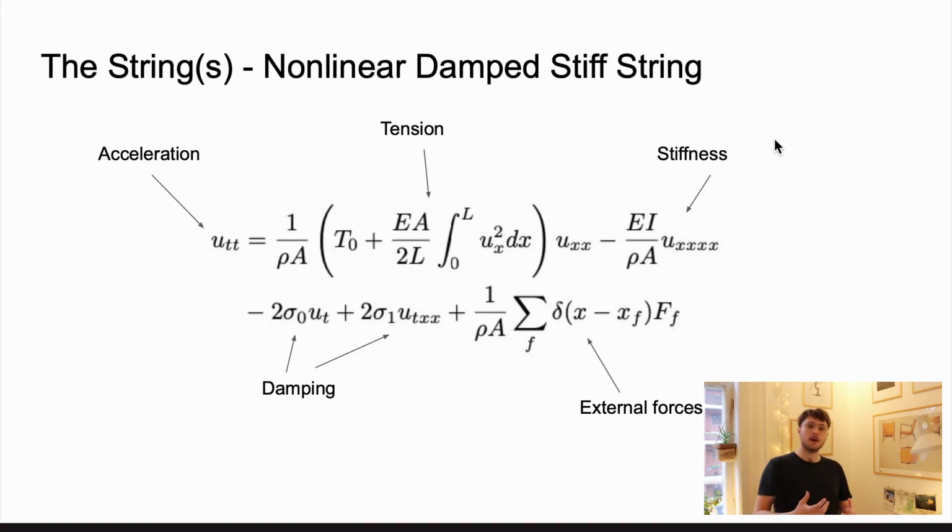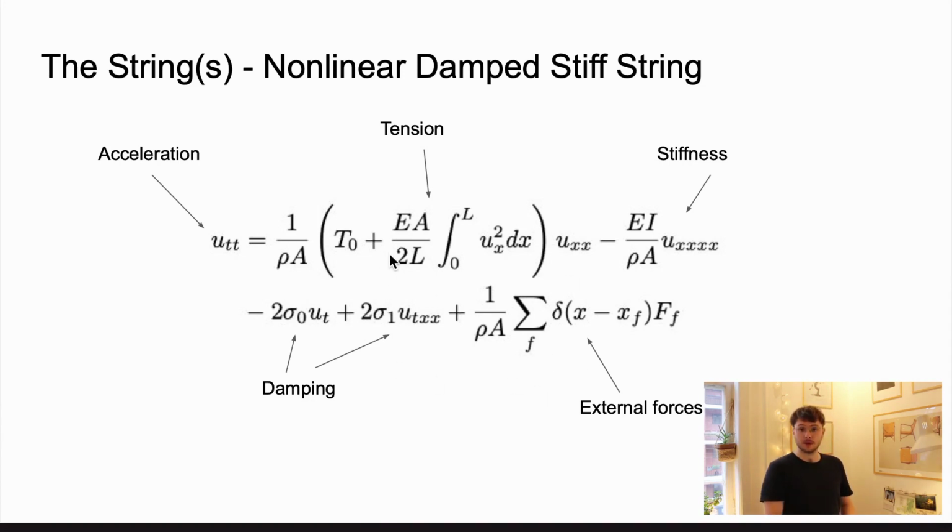So the first part of the instrument is the string, and this is the differential equation that describes the dynamics of the string. What this says is that the acceleration of some point along the string is equal to all the forces described by the terms over here on the right hand side.